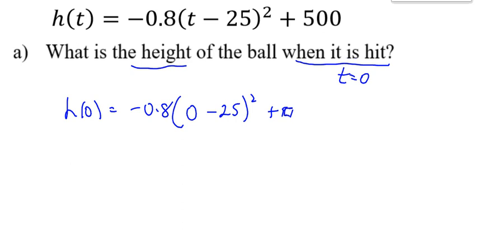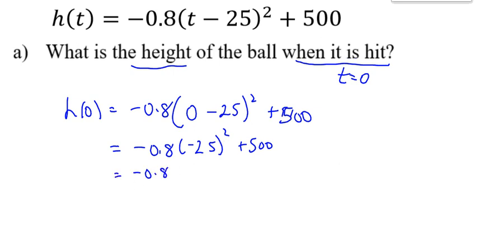So according to order of operations, I have a bracket, and inside that bracket there's math that I can do. 0 minus 25 is negative 25. Now, following order of operations, what do I have now? There's an exponent, so now I have to do the exponent. So negative 25 squared is positive 625.